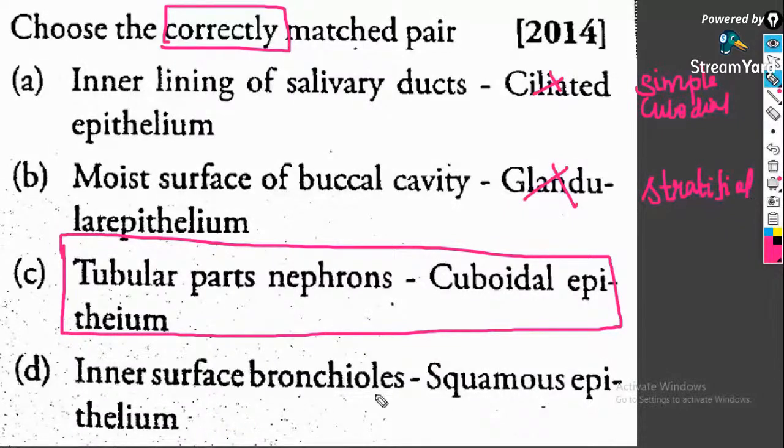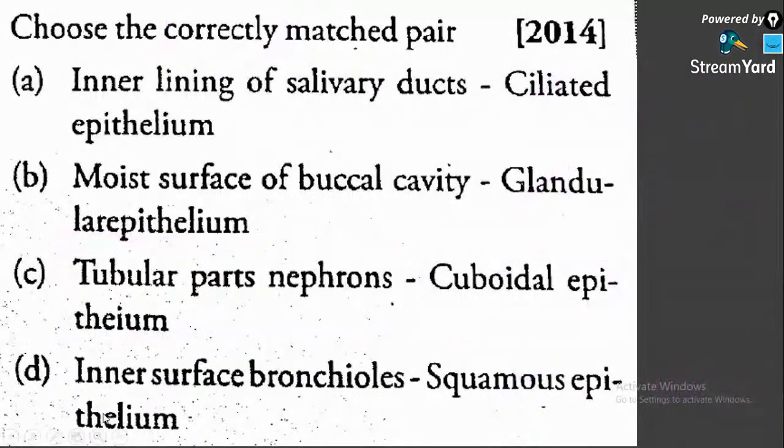So all the options are confusing and misleading here. Okay guys, ending the class for the day. All the other remaining questions are very simple.